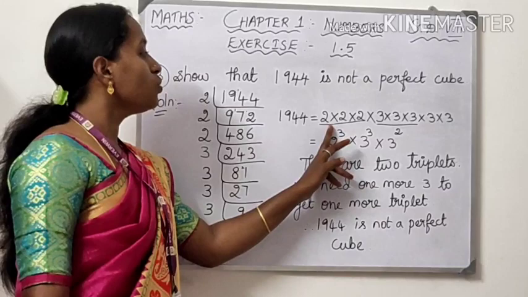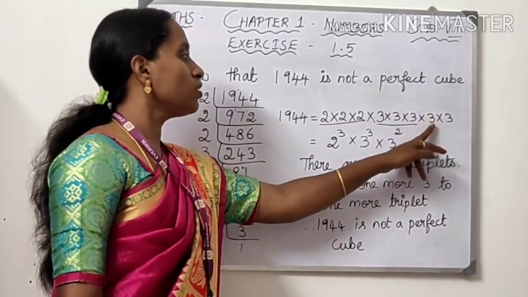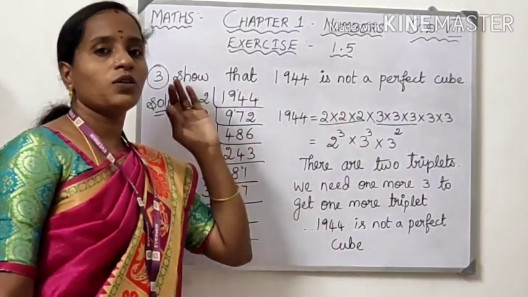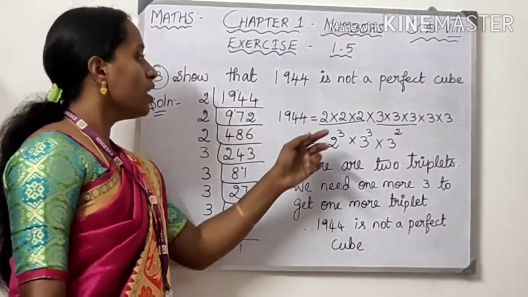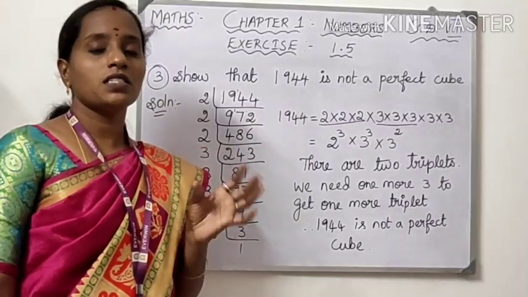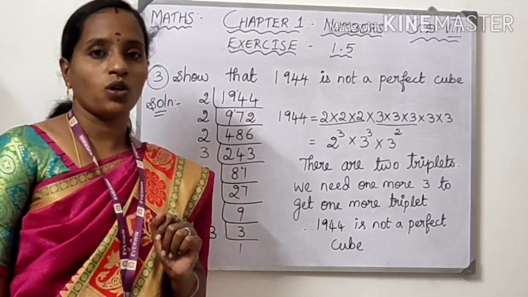So you can see here 2 into 2 into 2, then 3 into 3 into 3 into 3 into 3. So 2 we got 3 times and 3 we got 5 times. So I have written here and we are making triplets. A triplet is nothing but a number with the power 3.